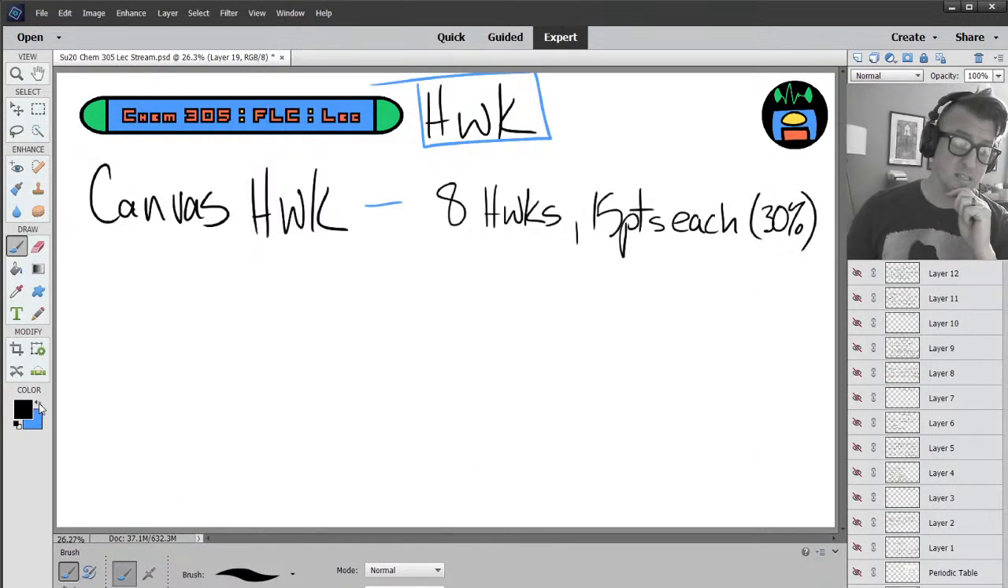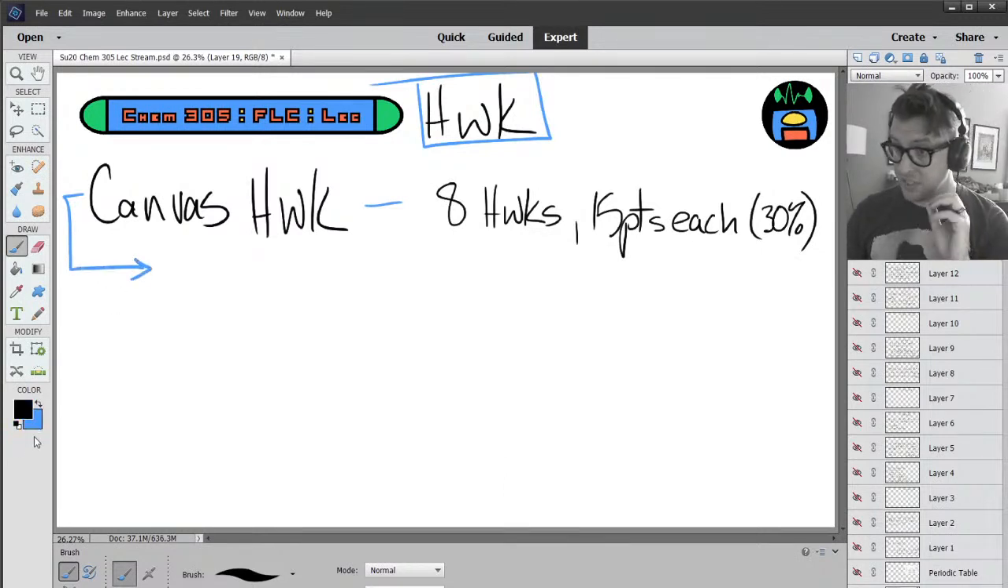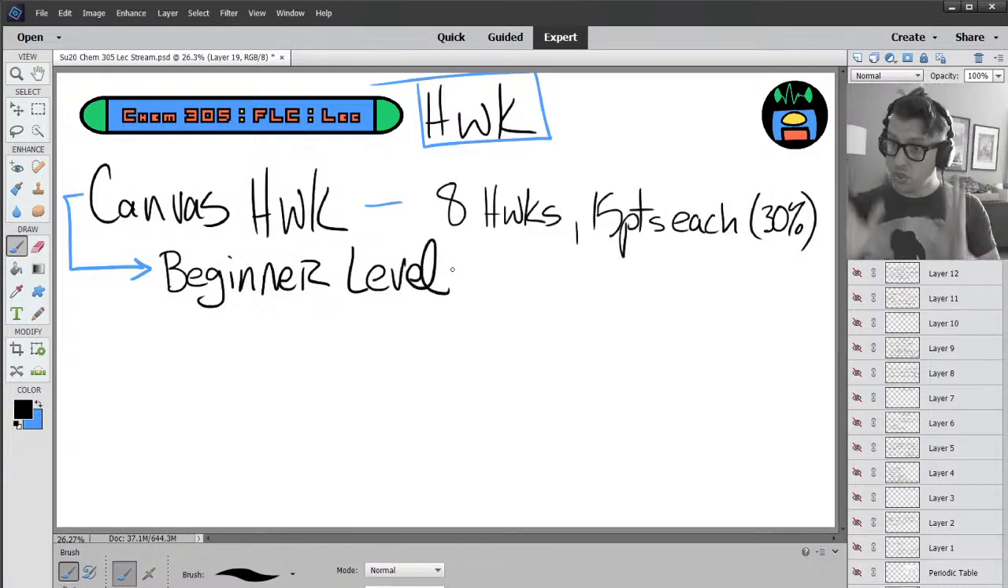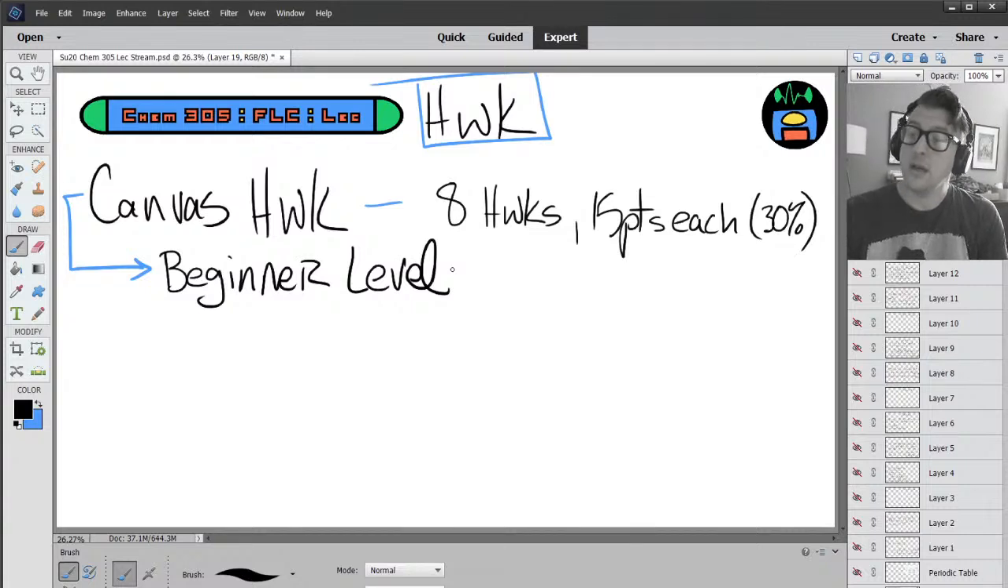The thing is, these homework sets are beginner level. They're the start of studying, but they do not prepare you for the difficulty of the exam. All right? The difficulty of these are like the bare minimum. And I'm giving you 30% of your grade for just doing the bare minimum for the beginning of study.